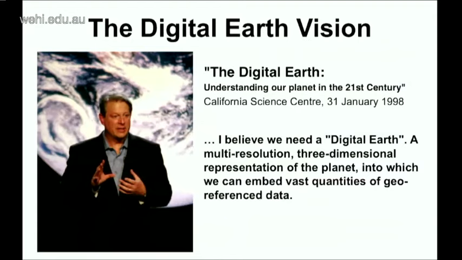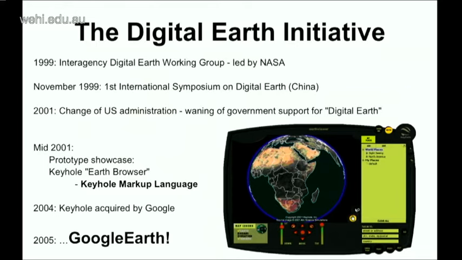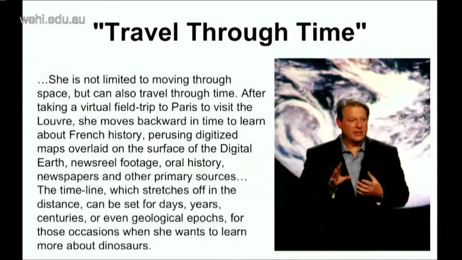Now, it turned out this idea is not new. In fact, back in 1998, Al Gore proposed this idea of a digital Earth, which was this sort of grand plan that we would build a multi-resolution, three-dimensional representation of the planet into which we can embed vast quantities of georeferenced data. For example, we'd get all the satellite images, and instead of having them in a data silo somewhere, plaster them all over a virtual globe. And that led to and inspired the development of Google Earth. But part of that same speech was that you'd also be able to go back in time through days, years, centuries, even geological epochs to learn about dinosaurs.